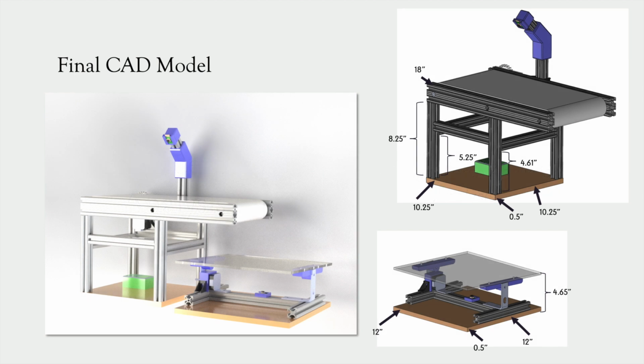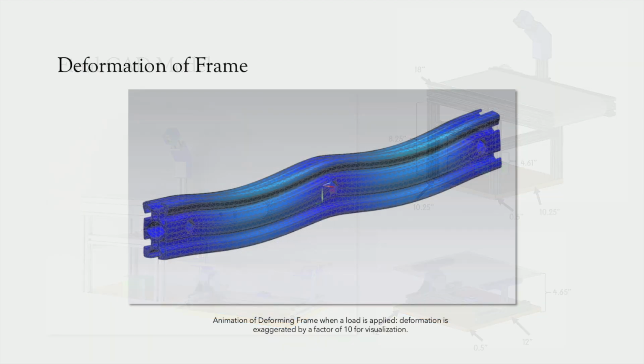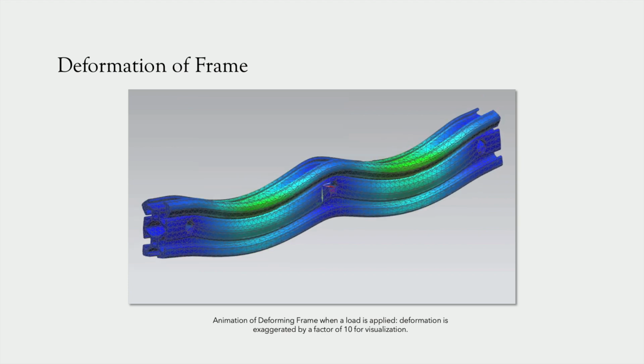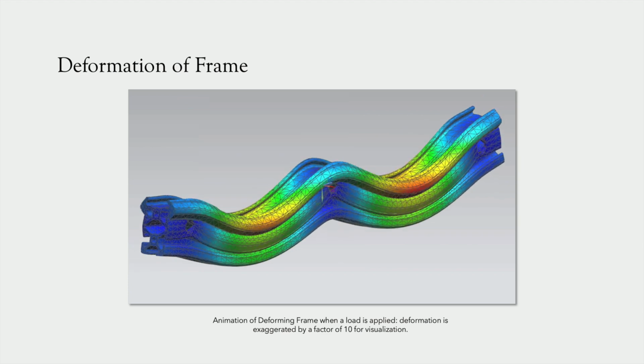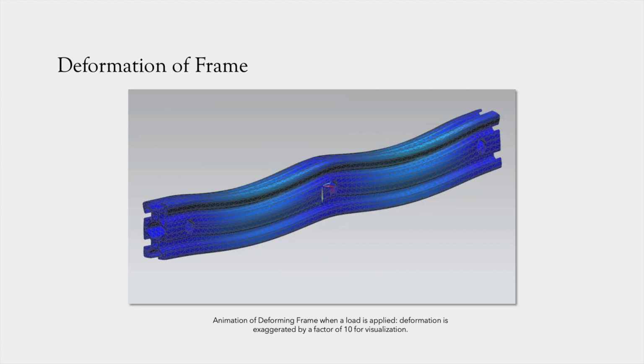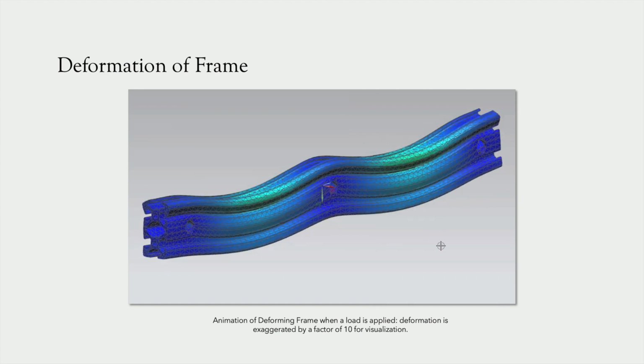This is our final CAD model. On the left, it's a render, and on the right, it is the dimensioned CAD model. And this is a quick deformation of the frame. It's greatly exaggerated, but it's actually never going to reach this. So that's a great point.